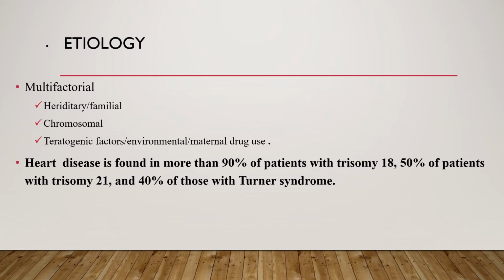Heart disease is found in more than 90% of patients with trisomy 18, and it is present in 50% of patients with trisomy 21 and 40% of those with Turner syndrome. So in this case, we see that it is associated with some chromosomal abnormality.